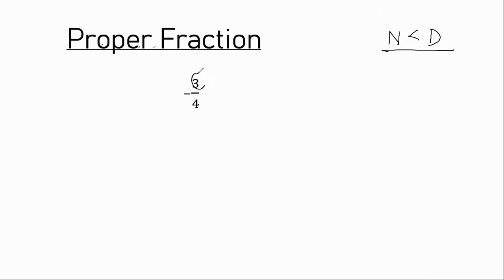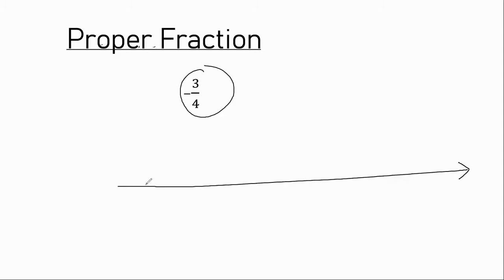Here the numerator is 3 and the denominator is 4. So 3 is less than 4, and yes, this is a proper fraction. Now how to put this fraction on the number line? First, let's draw a number line. In between, this is 0. On the right side you have the positive numbers and on the left side you have the negative numbers.